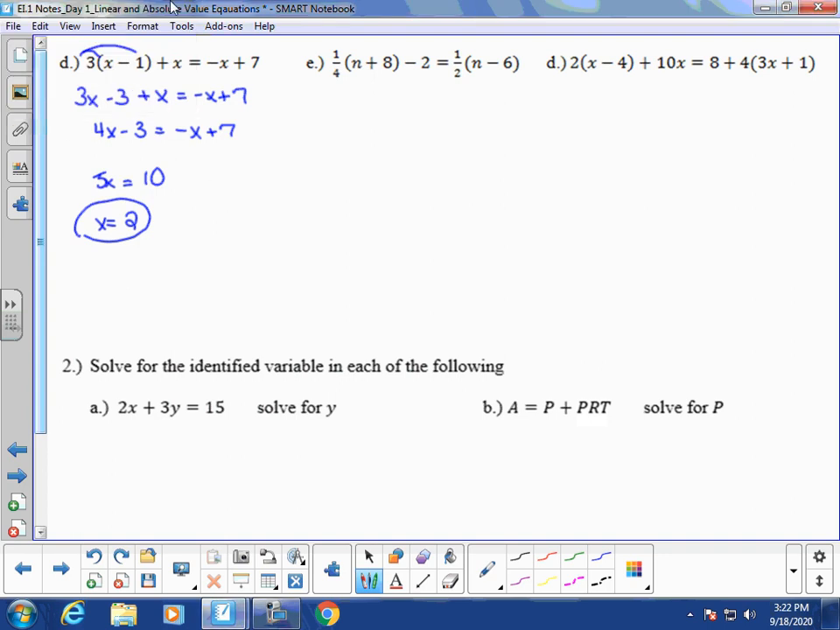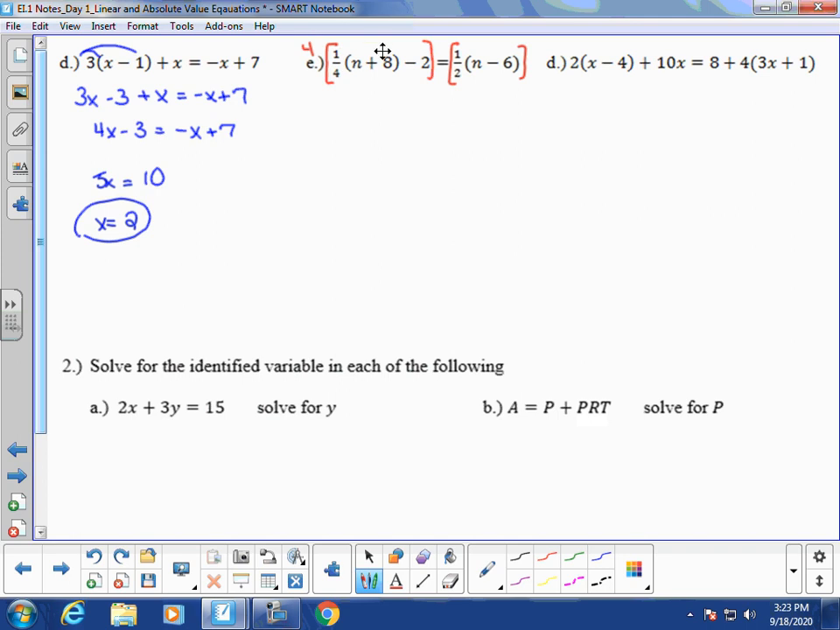Now in E, we can attack this problem a couple of different ways. So what you might do is what we initially did in problem D, where we distributed the coefficients to simplify the equation. Another thing that we could do here is try to get rid of the fractions. So notice that there's two coefficients that are both fractions. One of them is a 1/4 and one of them is a 1/2. So what I can do is multiply both sides of an equation by a number that's going to eliminate both fractions. And that number in this case, or one of those numbers, would be 4.